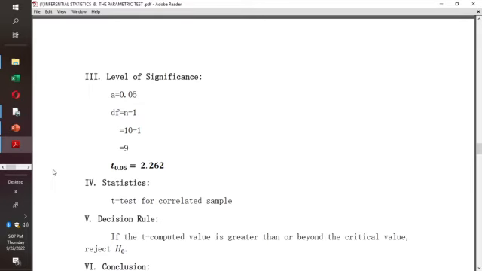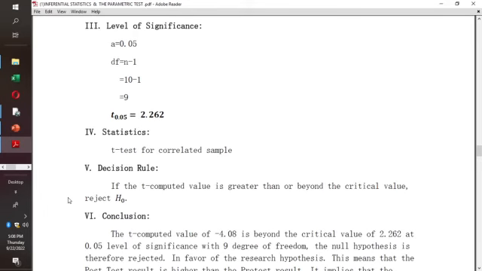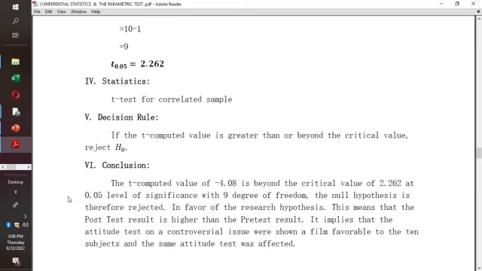Level of significance, alpha is equal to 0.05. DF is equal to n minus 1, equals 10 minus 1, is equal to 9. The t.05 is equal to 2.262. Statistics: t-test for correlated samples. Decision rule: if the computed t value is greater than or beyond the critical value, reject the null hypothesis.